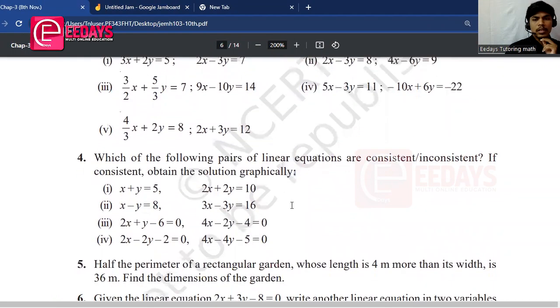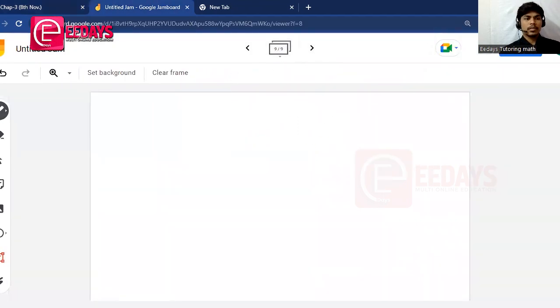Where is the question? Whether the pair of equations is consistent or inconsistent. If consistent, obtain the solution graphically. If it is inconsistent, don't draw the graph. So there is no requirement to draw the graph; you just leave the question. Now fourth one, third one.